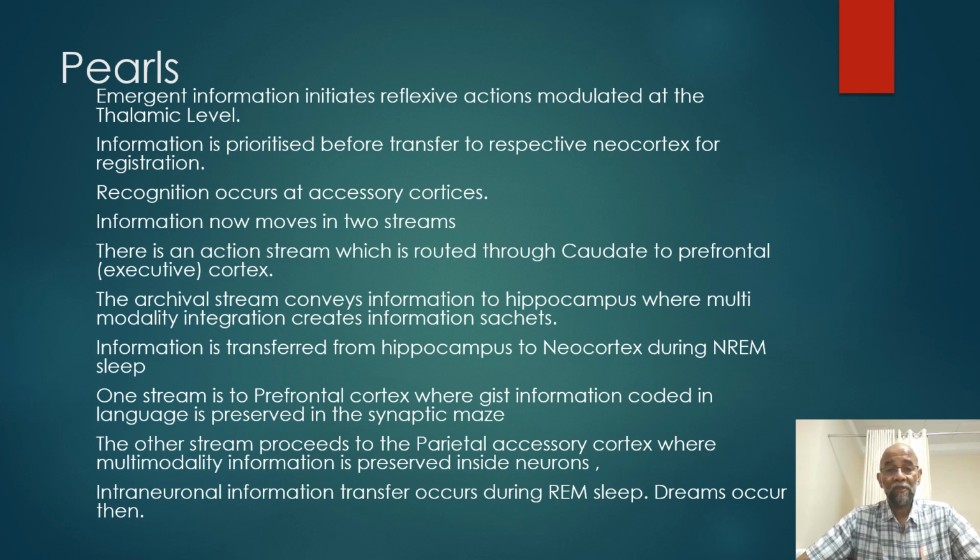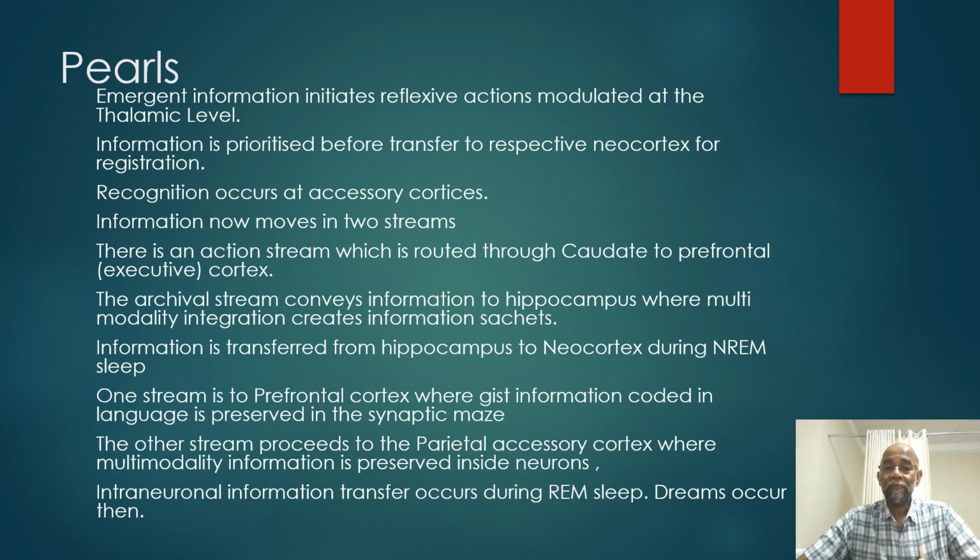From the thalamus, information moves to the sensory cortex. There is some prioritization which occurs. Information which is relevant to us gets priority for registration in the neocortex. After registration in the cortex, recognition of that sensory input occurs in accessory cortices. From the accessory cortex, information moves in two streams. One is an action stream.